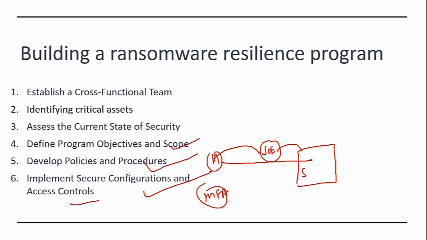Along with that, we can use some CIS benchmark, and according to that we can see what appropriate configuration we can have in the system. So that is how you can build the configuration controls in the system.